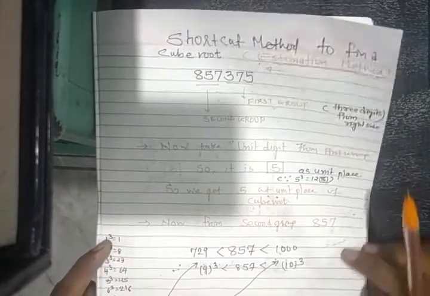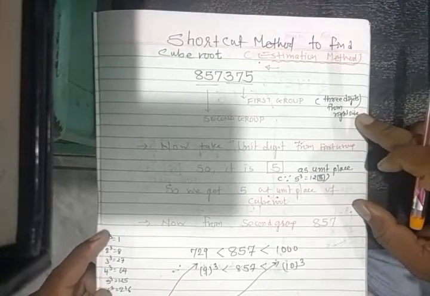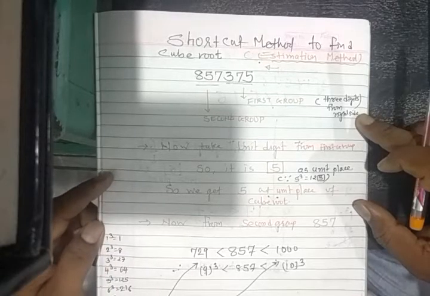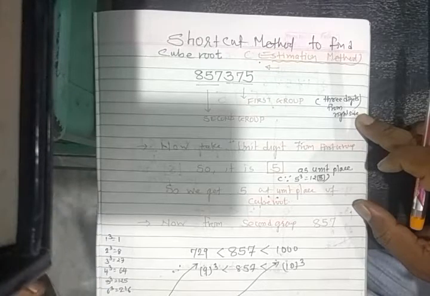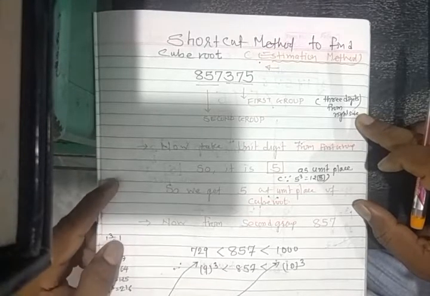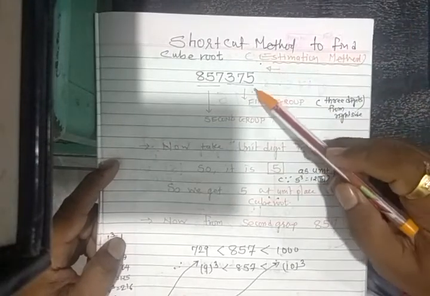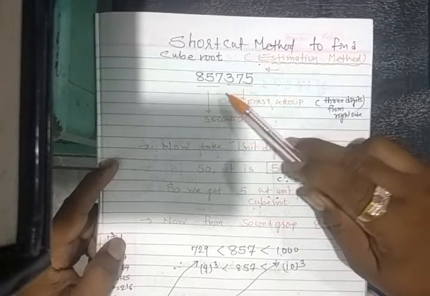Okay, now students, here let's start the estimation method to find cube root. That one was to find cube root by the prime factorization method. This is the estimation method. In this, whatever perfect cube number is given, first of all make it 2 parts.